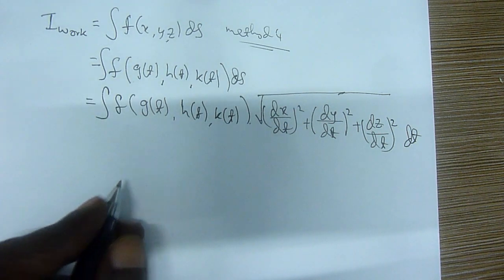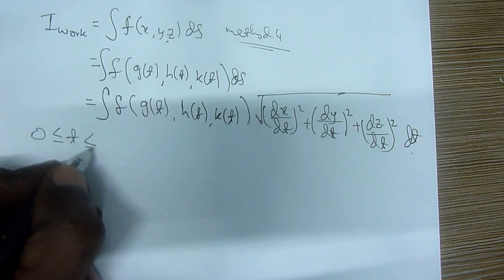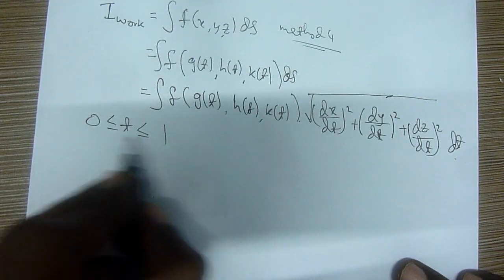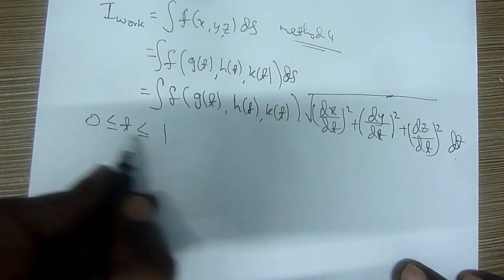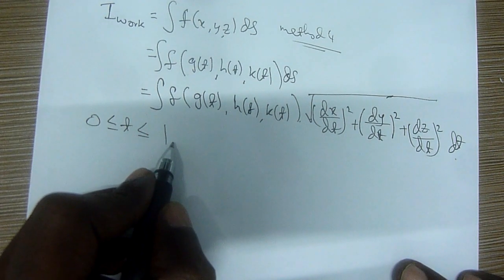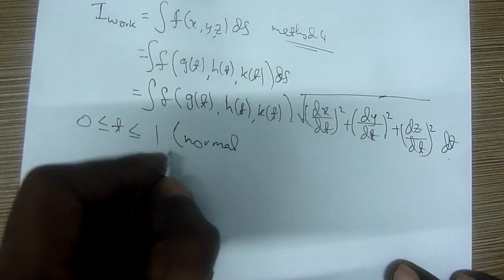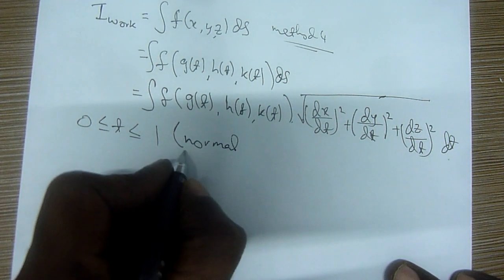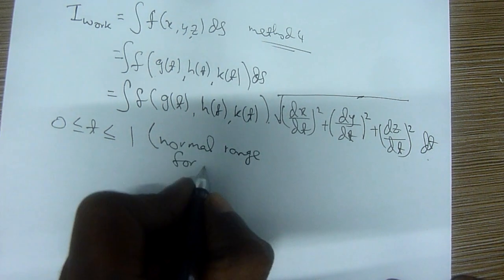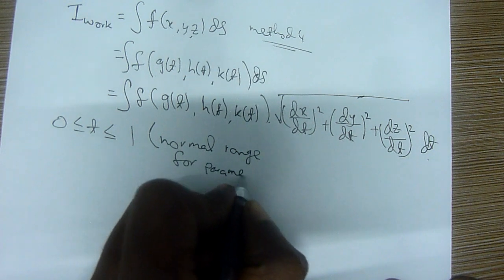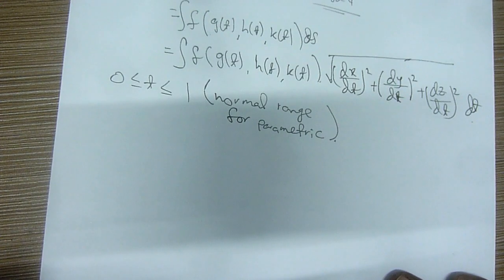In the normal cases, the t always goes from 0 to 1. But I am not going to fix this again. Normally the range for the parameter t will be 0 to 1. That is the normal range for a parametric form. There can be some other range unless they give you one.